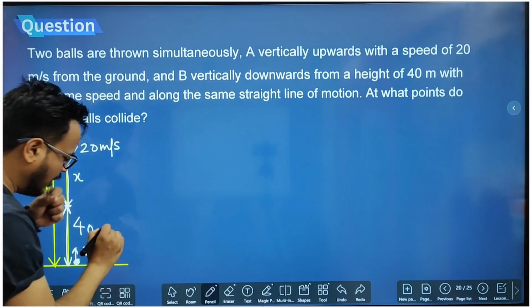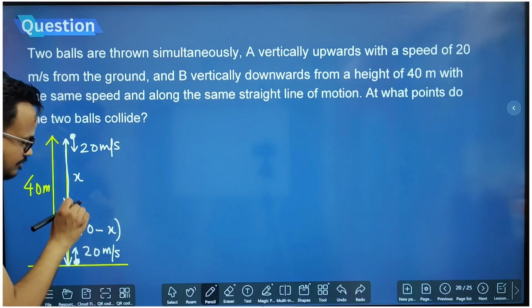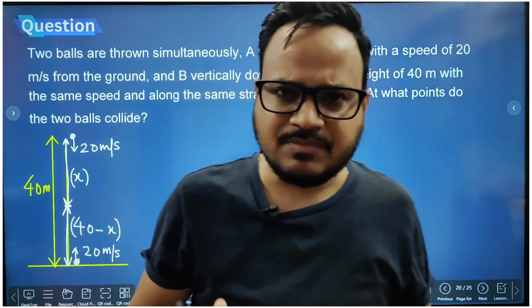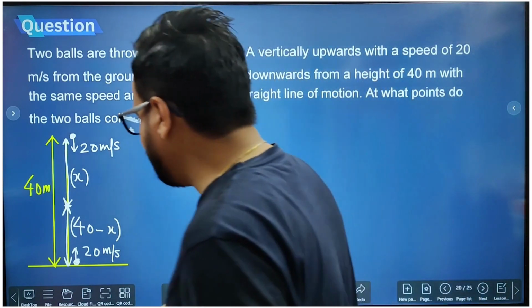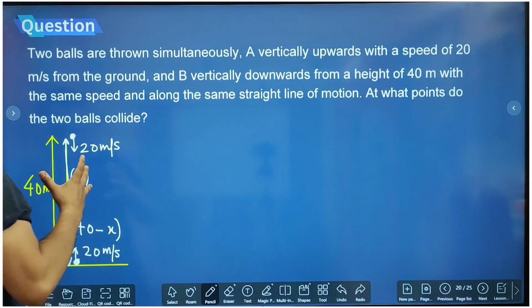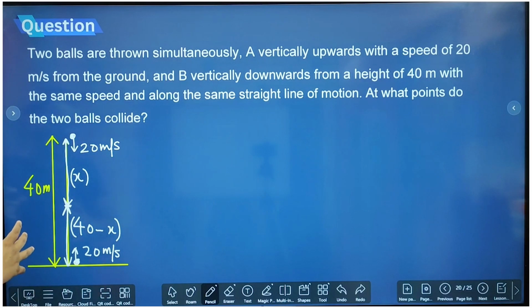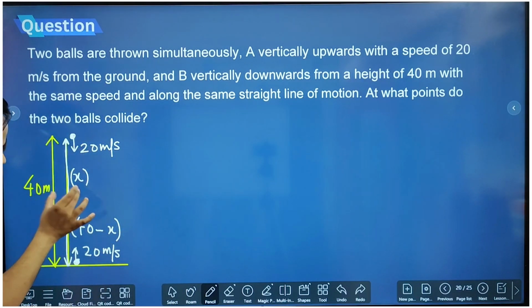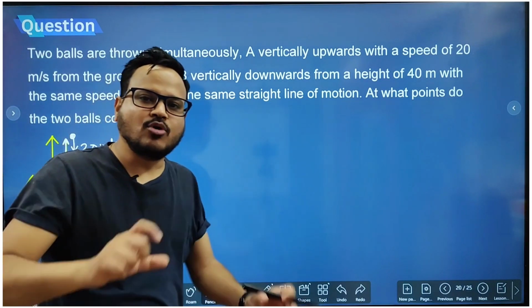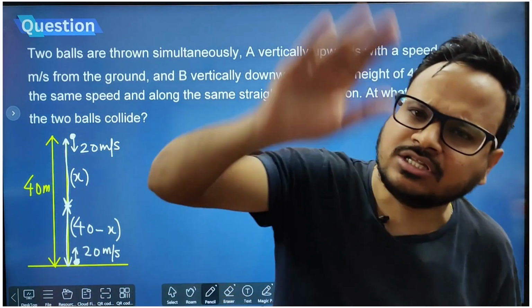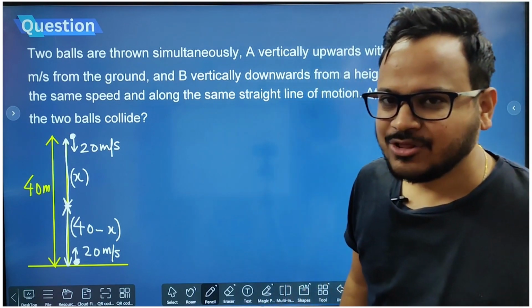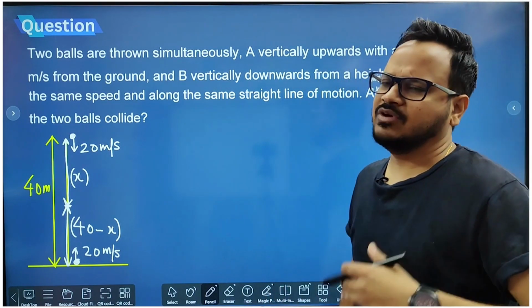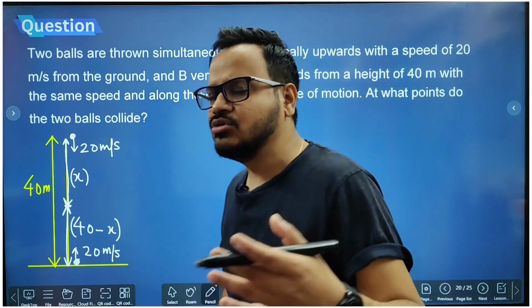Obviously both the bodies will meet after the same time, so t is the same. If we apply two separate equations for both the bodies, taking this body and separately this body, both the bodies are moving in the same direction throughout the question, right? So without using the sign convention, we can do it in the regular way like you used to do in class 9.